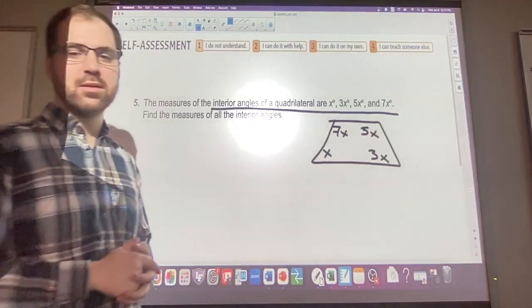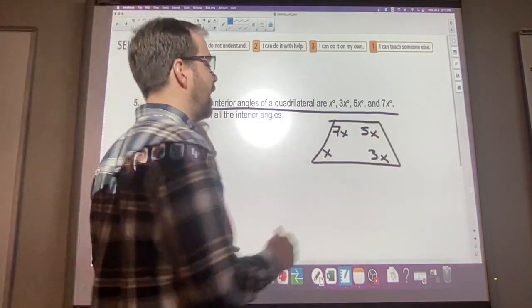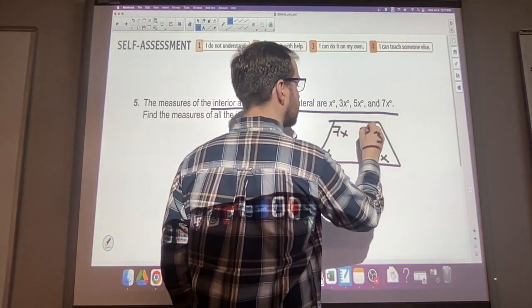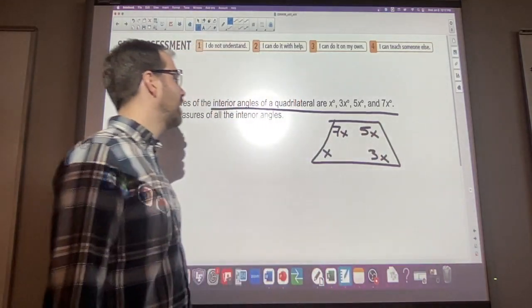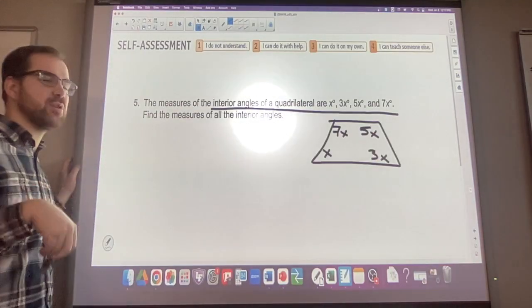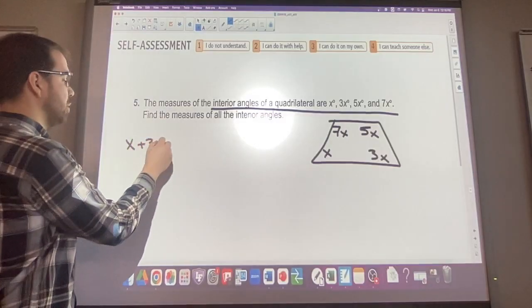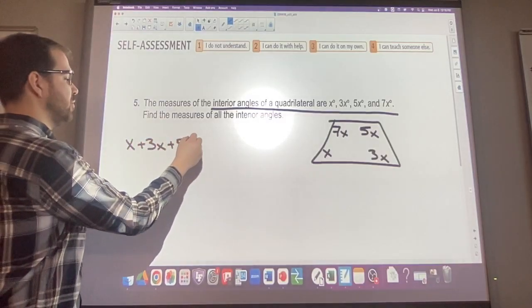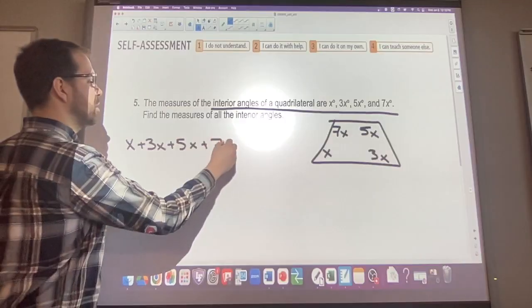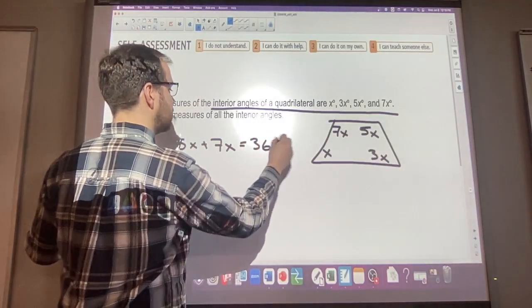So, how on earth would we solve this? We don't know any of the angles. Well, we do know that the angles all have to add up to what? They all have to add up to 360. So we can set up an equation. This is what I mean by you have to set up an equation eventually. We can set up an equation like this: x plus 3x plus 5x plus 7x. All 4 of those have to add to 360 degrees.